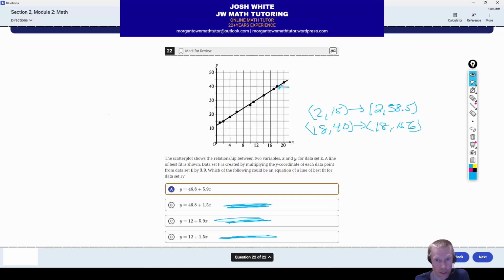However, I think it's much easier to do it the way I did the first method, which is just take 2 points, multiply the y coordinates by 3.9, and then go to Desmos, find the slope, find the y-intercept, figure out what the answer is. I think it's much, much quicker, much easier to do it using that method than the second method I described. All right, so that was practice test 5, module 2B, the harder of the two second modules in the math section for this digital SAT Bluebook practice test.